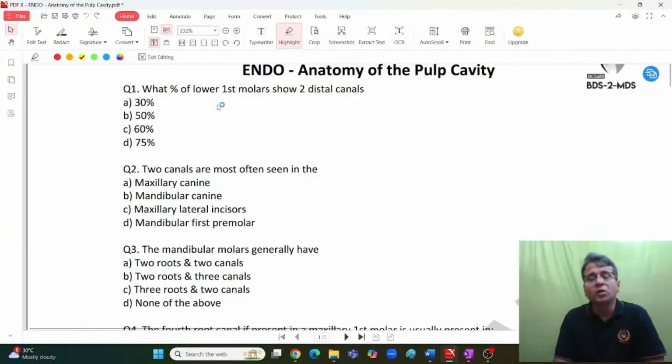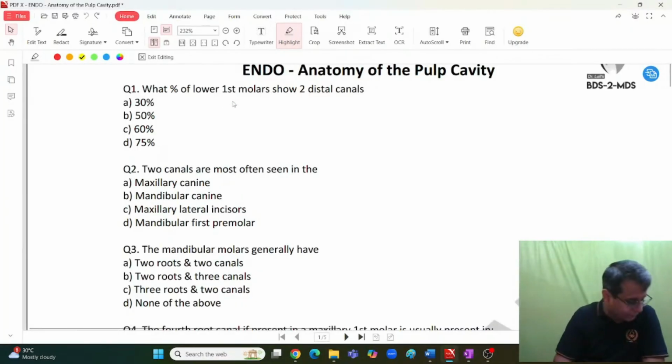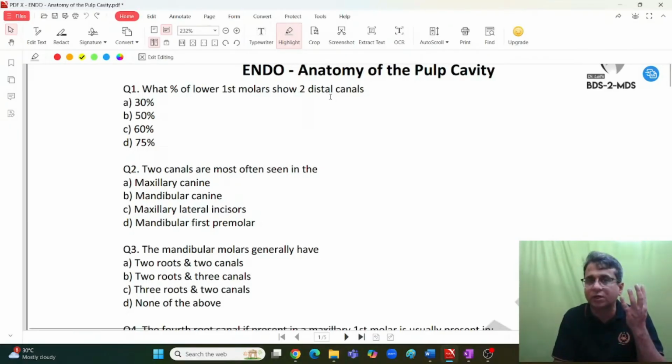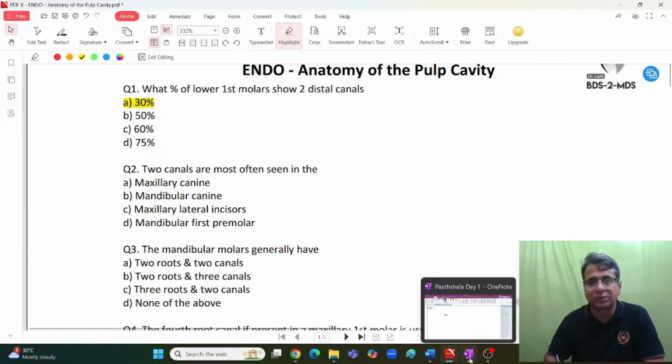Coming to the first question. What percentage of first molar show two distal canals? I hope this question is clear to you people. Basically they are asking for first molar showing 4 canal pattern. The answer over here is 30%. I hope all of you know this thing.